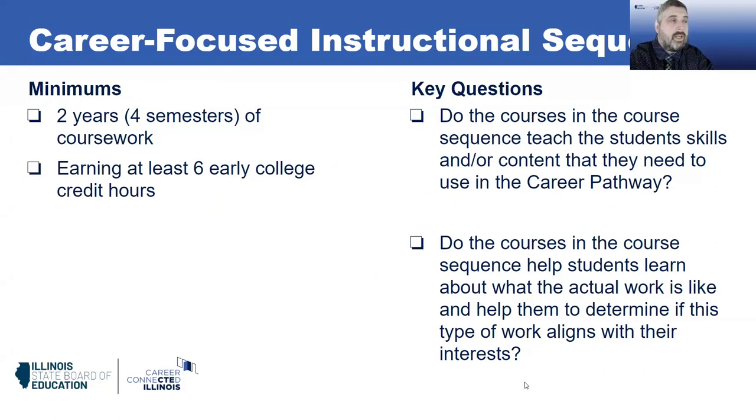As we continue this conversation, we need to make sure that those minimums are met: that the 2 years, the 4 semesters of coursework are met, and that the earning of at least 6 early college credit hours are part of this work, and taking into consideration some key questions. Do the courses in the course sequence teach the students the skills and or the content that are career pathway specific? That's a really key component of this work, and you're going to see a few examples coming up that we're going to dive into as a part of that question.